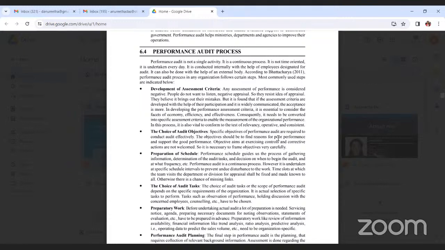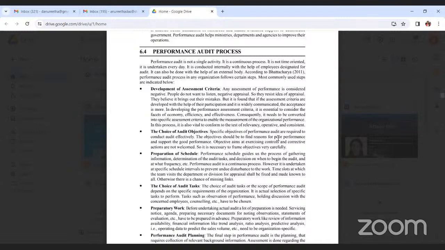So, what is the process of performance audit? Development of assessment criteria. An assessment of performance is considered negative. People do not want to listen to negative appraisal, so they resist the idea of appraisal. They believe it brings out their mistakes. But it is found that if the assessment criteria are developed with the help of their participation and it is widely communicated, the acceptance is more.